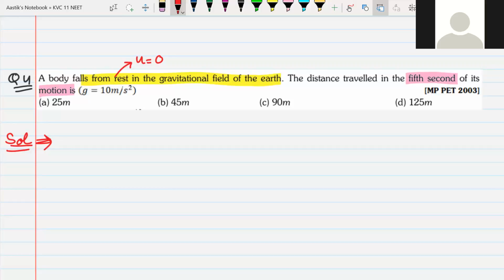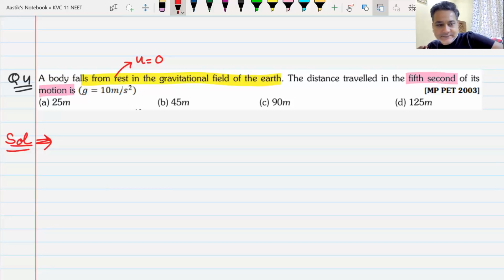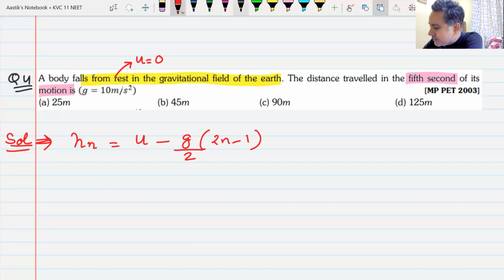Forty-five, sir. Option B. Option B, 45. How did you get 45? Fourth formula I used, sir. Fourth formula, yes. U minus G by 2, 2n minus 1. I've already put G as negative. 2n minus 1. That is correct. So U is 0. Don't have to do it.